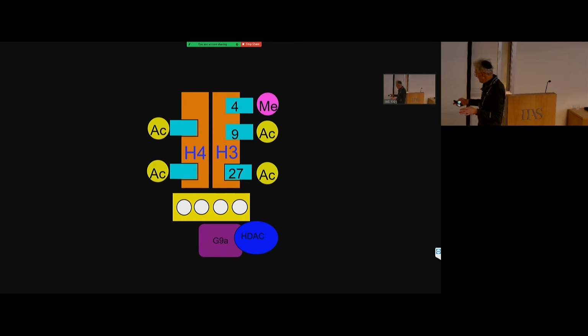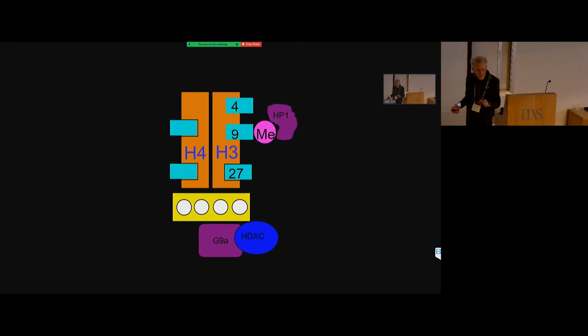The second step is that G9A recognizes this gene. It's a histone methylase. It brings along with it a histone deacetylase. Together they get rid of the acetylation. There's another enzyme that gets rid of the methylation. Then G9A causes methylation at the K9 position. That attracts the heterochromatin protein, and now we've generated heterochromatin for this gene. So we've closed the chromatin. First, turned off for transcription, then we've closed the chromatin.